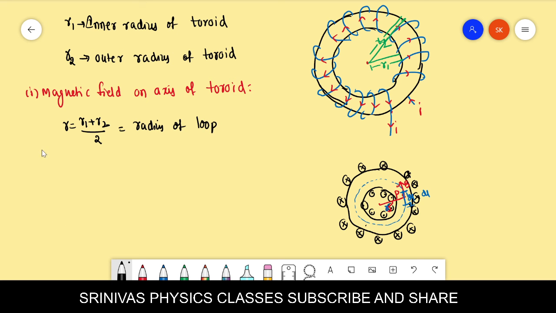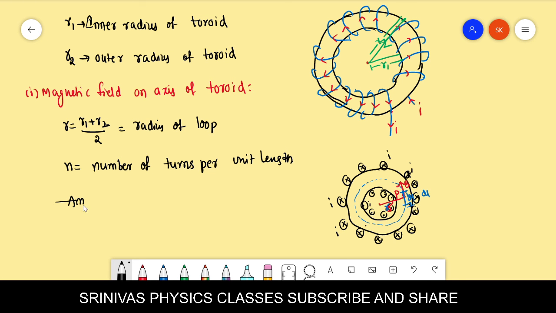And here we have to apply Ampere's circuital law. We will take small n as the number of turns per unit length. Small n is the number of turns per unit length. Then we apply Ampere's circuital law. The current in one loop is I. I is entering, I is leaving, like that.